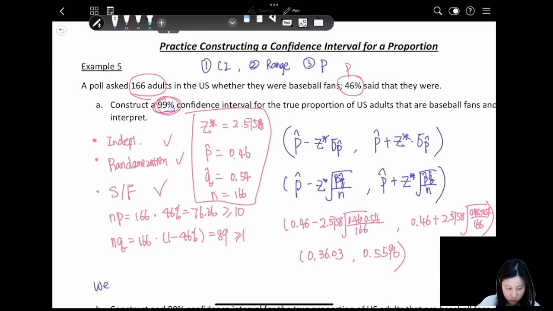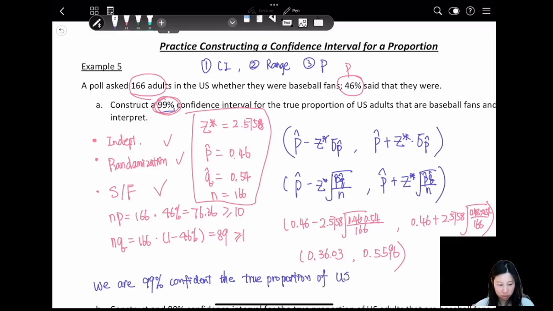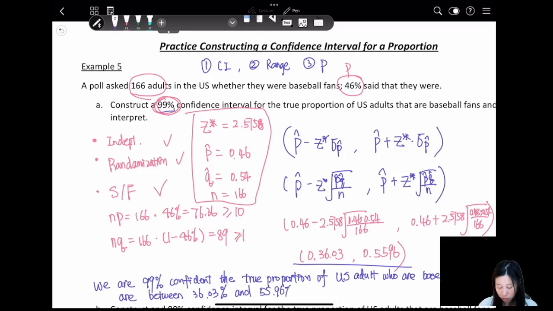Okay, so we can say we are 99% confident to say that the true proportion of US adults who are baseball fans is in this range, which is between 13.03% and 15.96%. You can use a decimal, or you can change it to a percentage.